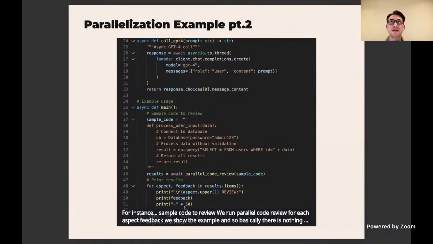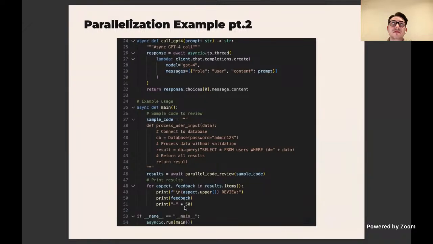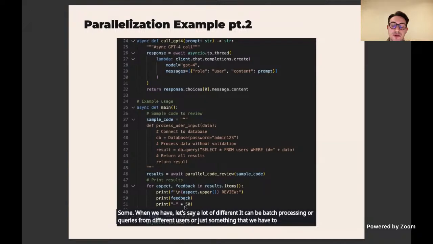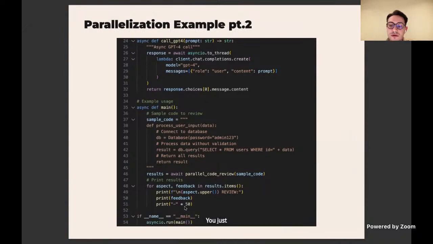So we can do the parallelization for separate LLM calls, and it can actually make sense when we have, let's say, a lot of different inputs. It can be batch processing or queries from different users, or just something that we have to parallelize for efficiency, at least because LLMs create a lot of latency, and you just want to make your entire algorithm faster.